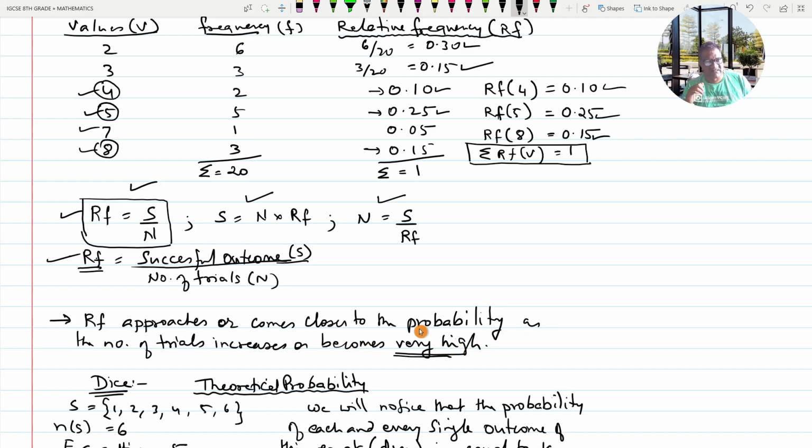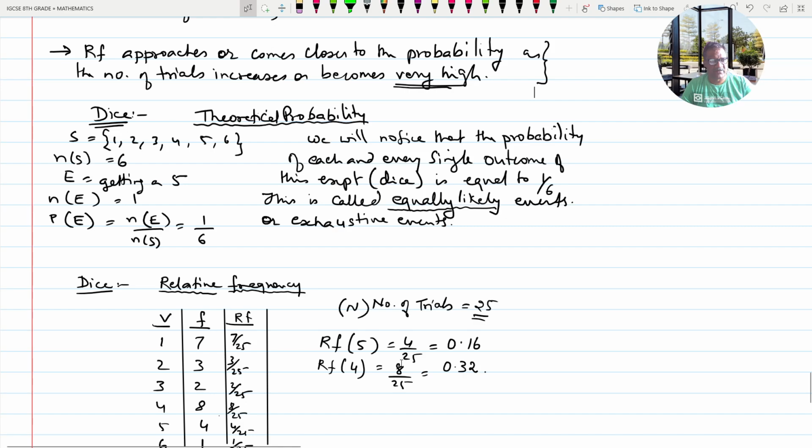So this is the concept, and this is the thing that you should always remember. You should keep it at the back of your mind. Relative frequency and probability: the connection is that relative frequency will be equal to the probability, provided n, that is the number of trials, is very high. Now let us try to understand this by an example of a dice.